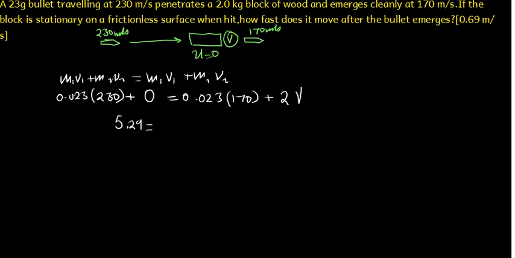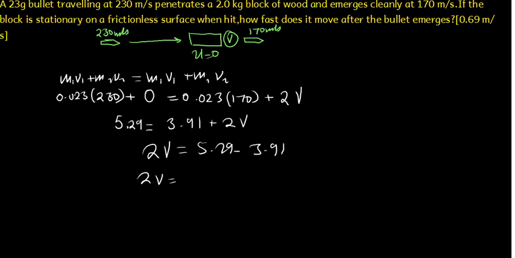because 0.023 multiplied by 170, that is 3.91, and then plus 2v. So that means 2v is going to be 5.29 minus 3.91. So 2v is going to give us 5.29 minus 3.91. That would be 1.38 divided by 2. So v is going to give us 0.69 meters per second.